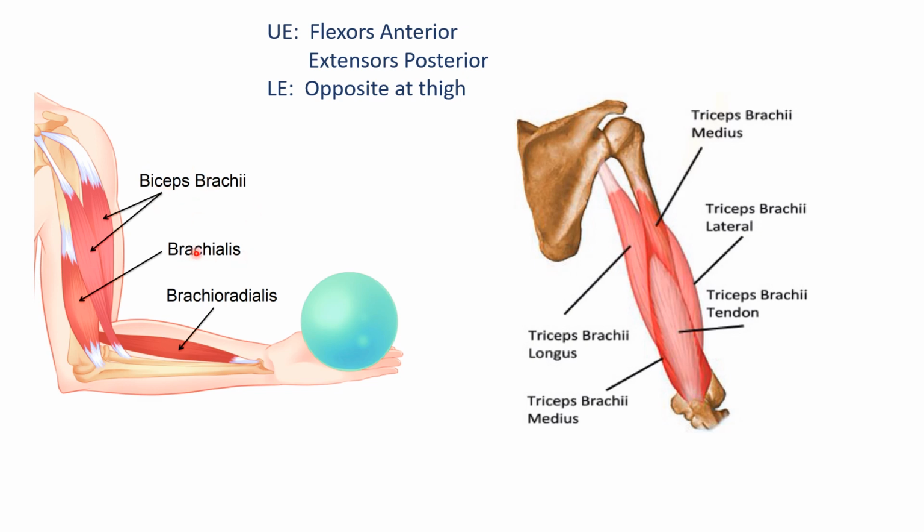Underneath that, you do have a brachialis muscle. And then down underneath the elbow, you have, again, this is telling you the bones that it's attached to, the brachioradialis. It's hooked to the humerus and hooked to the radius.